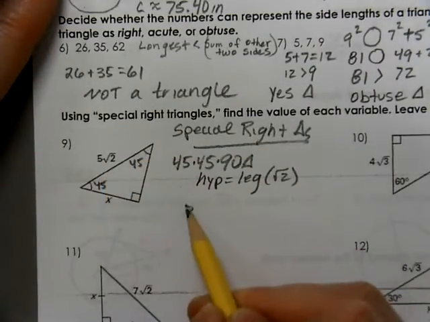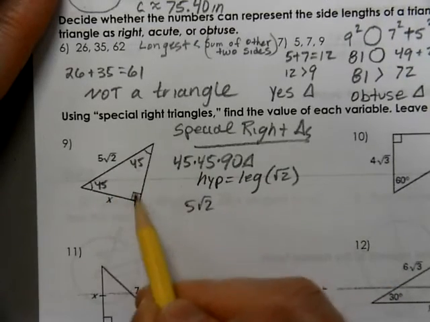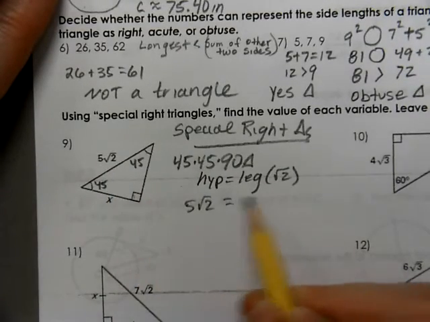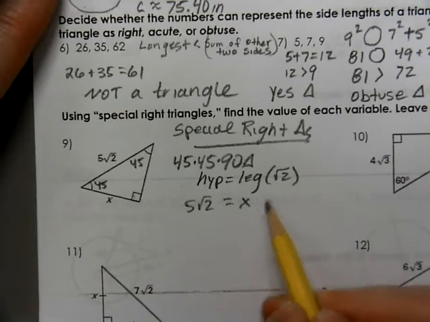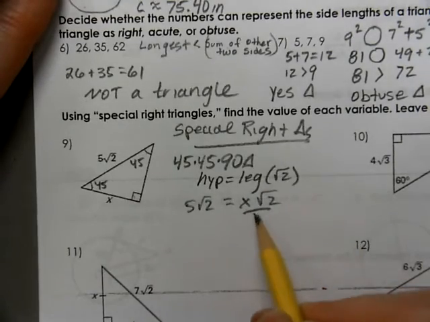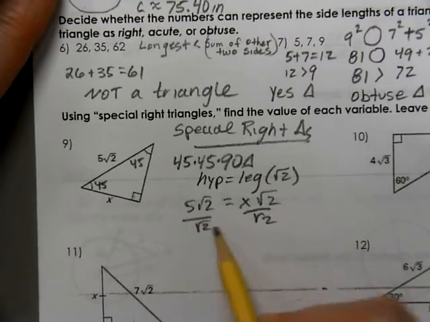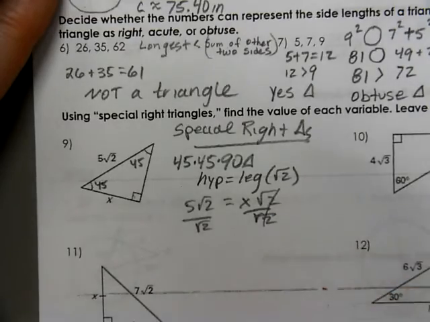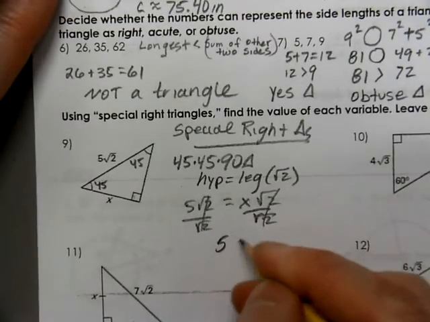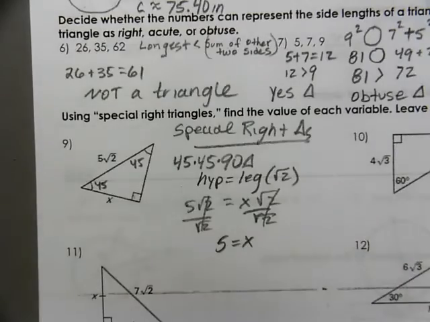So we'll put the 5 root 2 here with the hypotenuse because that's across from the 90. The leg is our x, root 2. Divide by the root 2, and in this case, they cross out. So 5 equals x.